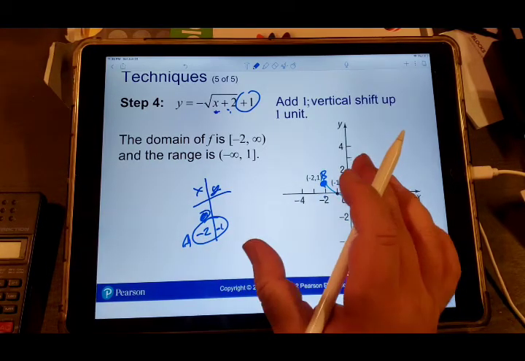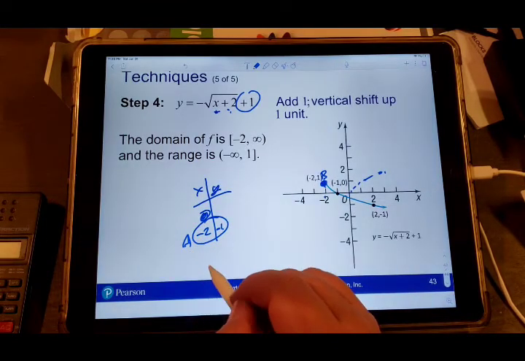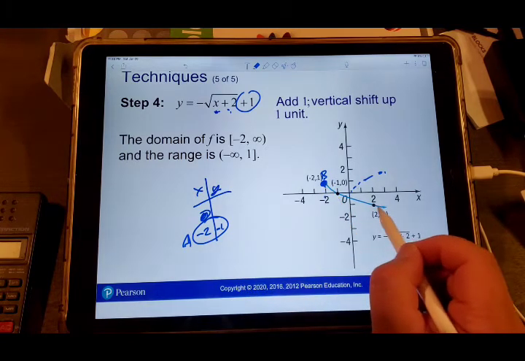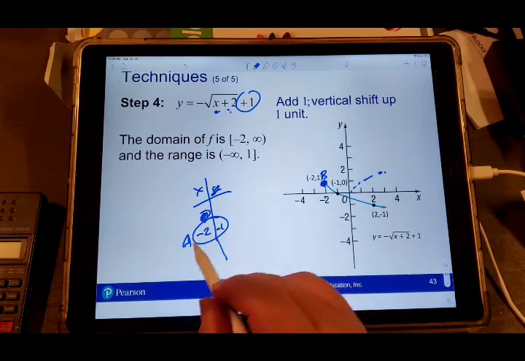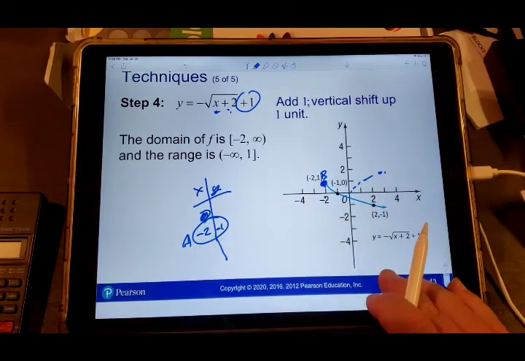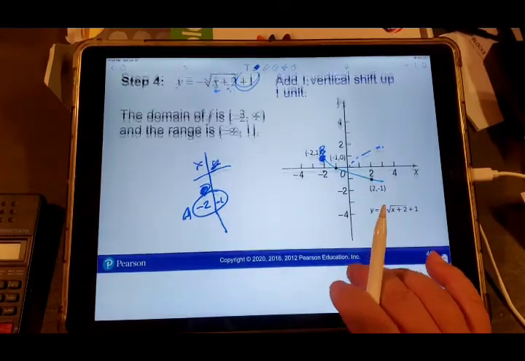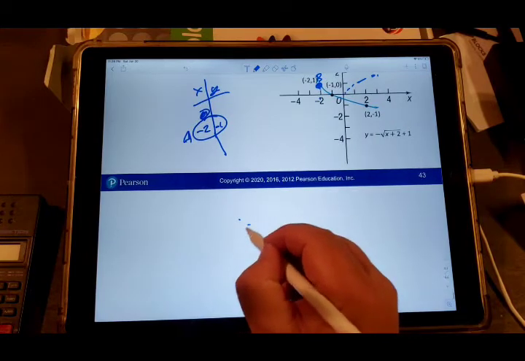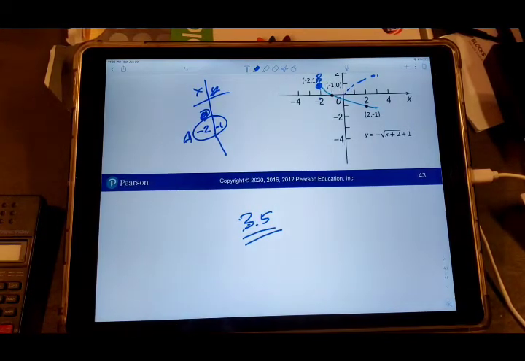And it's pretty hard to believe that if you made a shift or did something wrong, that even 1 point would agree with the original graph. So 1 point is usually enough as a checkpoint. All right, but that is our graphing techniques. Looks like the end of 3.5, and that's the last section we cover in this section. So that's also the end of chapter 3.